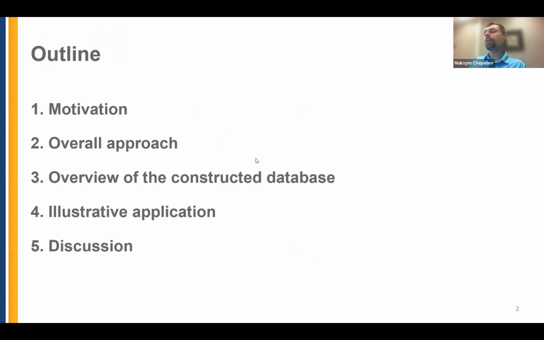I'll start with motivation, why it is important. Tom has already nicely discussed the potential impact of this work, but I'll focus particularly on this development in the GTAP context. Then I'll discuss an overall approach of how we tackle this issue. Then we'll provide a brief overview of the database that we have constructed, and then an illustrative application, and close with some discussion in terms of limitations and steps moving forward.